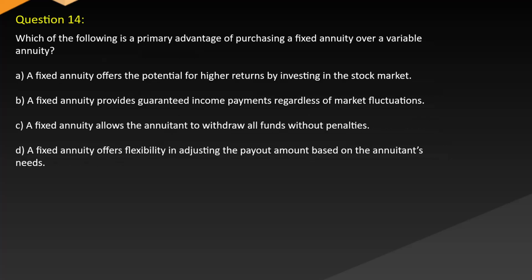Question 14. Which of the following is a primary advantage of purchasing a fixed annuity over a variable annuity? A. A fixed annuity offers the potential for higher returns by investing in the stock market. B. A fixed annuity provides guaranteed income payments regardless of market fluctuations. C. A fixed annuity allows the annuitant to withdraw funds without penalties. D. A fixed annuity offers flexibility in adjusting the payout amount based on the annuitant's needs.